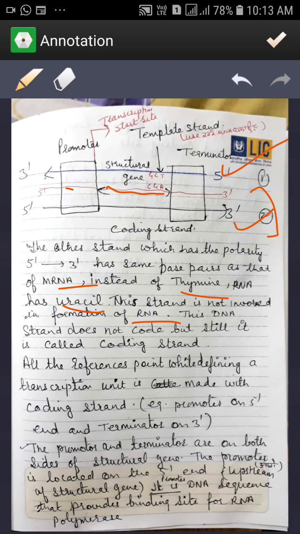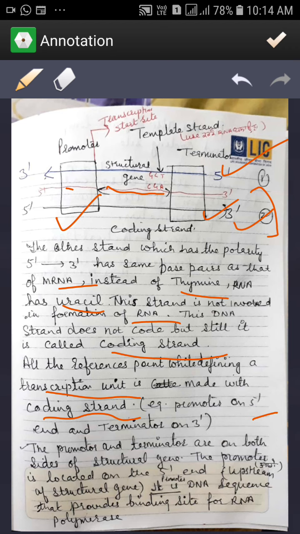This DNA strand does not code, but still it is called the coding strand. Still it is known as the coding strand. All the reference points while defining the transcription unit are made with the coding strand. That's why it is known as the coding strand. So suppose we want to say that the promoter is on the 5' end, then we are referring to the coding strand. If we say the terminator is on the 3' end, then we are also referring to the coding strand.